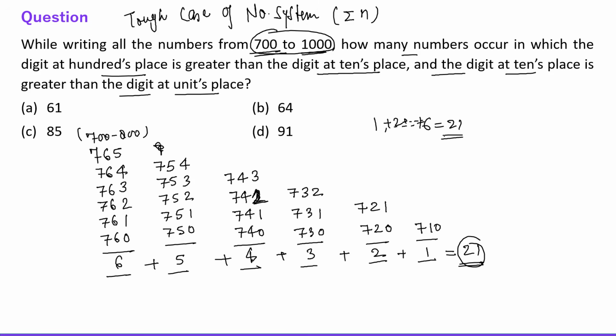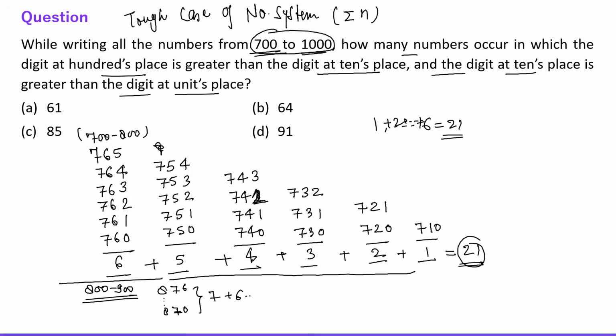Clear? Similarly, when we do the same exercise for 800 to 900, we'll be starting with 876. So here we will be getting till 870, so a total of 7 numbers. After that 6 numbers when we start with 865, then 5 numbers, then 4 numbers, and then up to 1. So just add all of them. This will be 28. Fine.